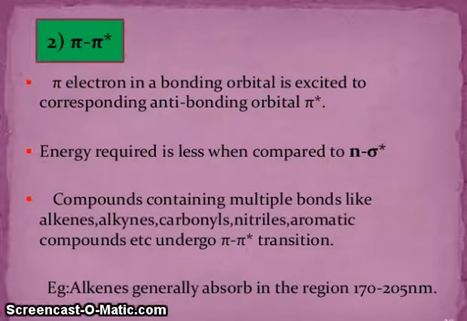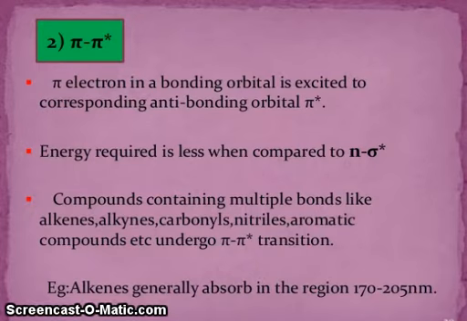So now the pi to pi star transition. A pi electron in the bonding orbital is excited to the corresponding anti-bonding orbital, pi star. The energy required is less when compared to sigma to sigma star. Compounds containing multiple bonds like alkenes, alkynes, carbonyls, nitriles, and aromatic compounds undergo pi to pi star transition.